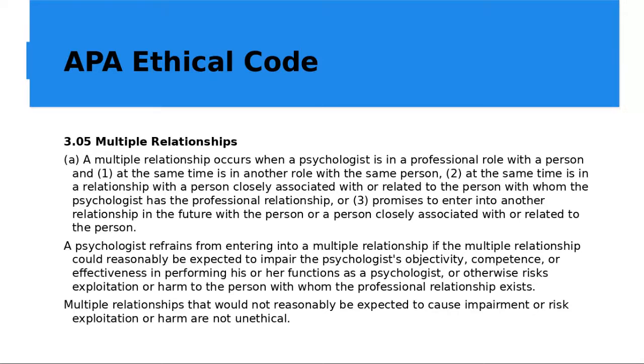So again, it doesn't say that you, in all cases, have to refrain from multiple relationships. It says you should if it can reasonably, so again, some gray area, reasonably be expected to impair the psychologist's ability to work with the client or cause harm to the client. Multiple relationships that would not reasonably be expected to cause impairment or risk exploitation or harm are not unethical. So this says that some multiple relationships are in fact ethical.